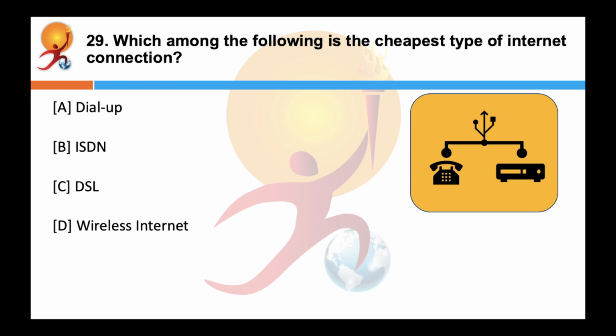Which among the following is the cheapest way of internet connection? This should be a no-brainer. Correct answer is dial-up. A dial-up internet connection is the cheapest method to connect to the internet, but it is a very slow connection and the quality is also not very good compared to at least the present times. The internet speeds range from 2400 bps to 56 kbps.